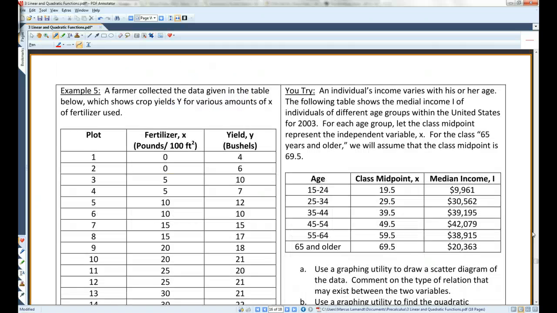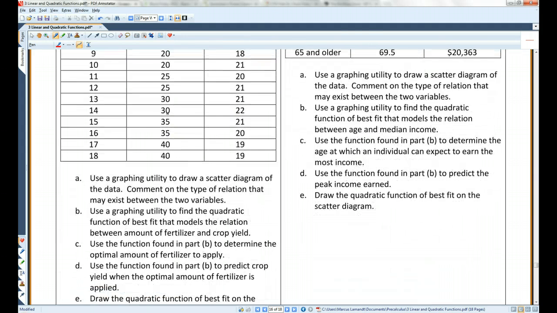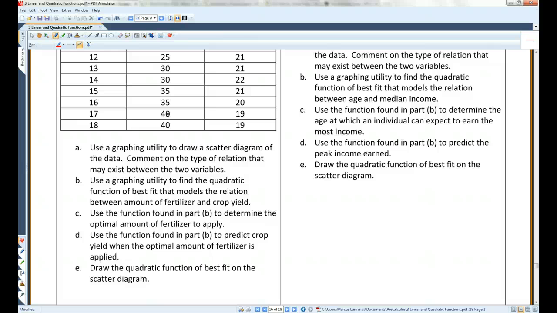Alright, example 5. A farmer collected the data given in the table below, which shows crop yields Y for various amounts of X of fertilizer used. Okay, so use a graphing utility to draw a scatter diagram of the data.